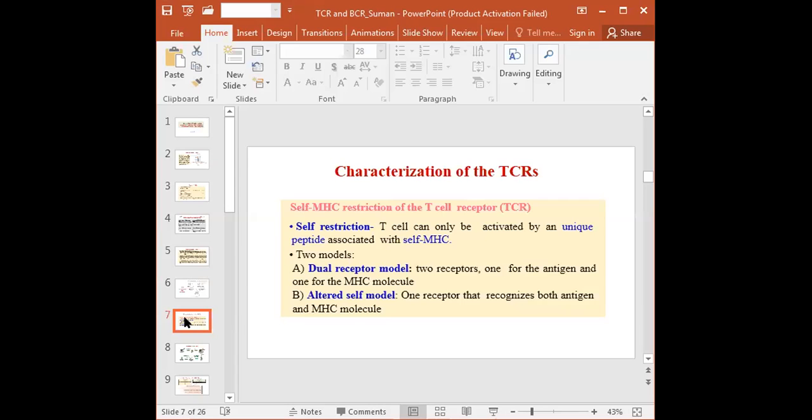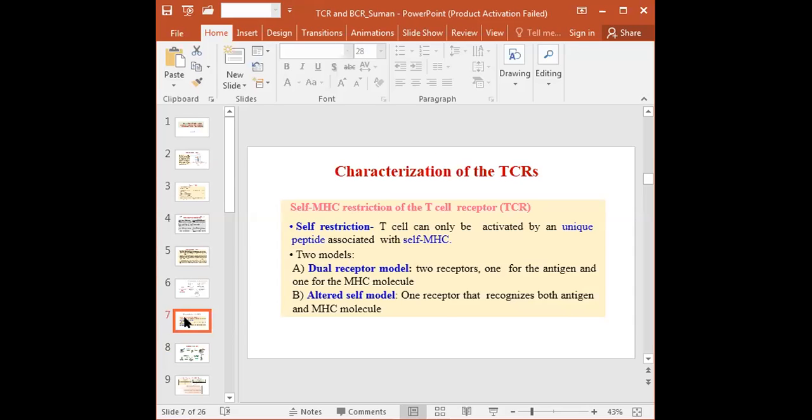So a T cell can only be activated by a unique peptide associated with self-MHC. There are two models. One is known as the dual receptor model. Here, two receptors are there. One binds with the antigen, another binds with the MHC molecule. And the second one is the altered self model. So one receptor is present there that recognizes both the antigen and the MHC molecule.